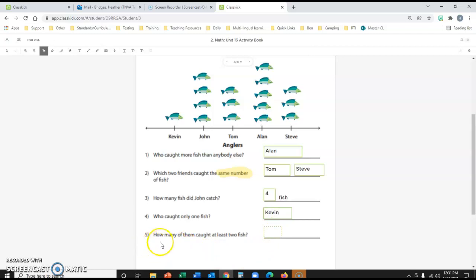Number 5. How many of them caught at least 2 fish? This question is asking us, out of these 5 friends, how many of them caught 2 or more fish? At least 2. Now, if I look here, I can see that all the friends except Kevin caught 2 or more, or at least 2 fish. So 1, 2, 3, 4 of the friends caught at least 2 fish.